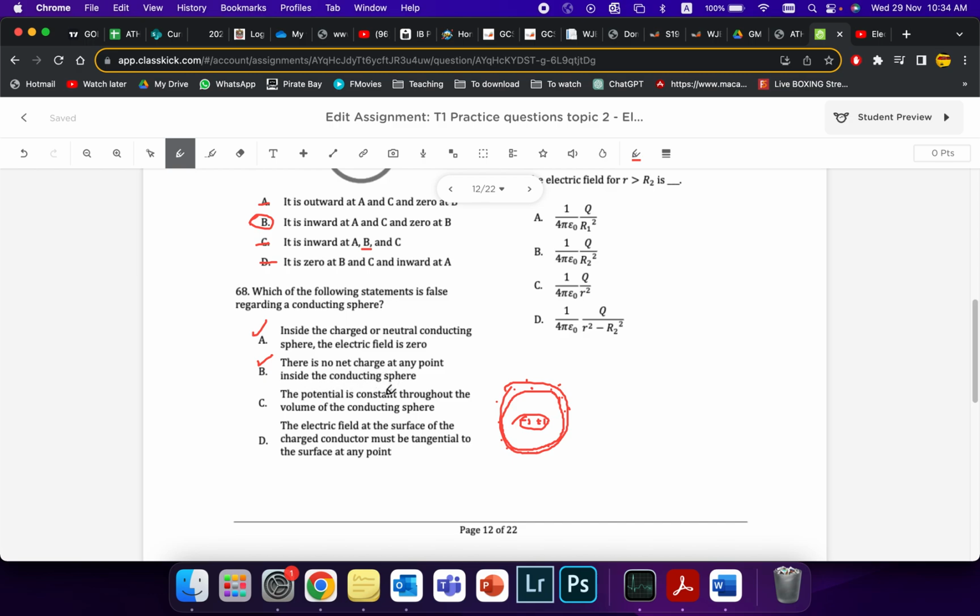The potential, the V, is constant throughout the volume, so it's equipotential, which is true, because the potential is the same everywhere. The electric field at the surface must be tangential to the surface. Tangent means like if you have a circle, the tangent kind of goes off in a line like that. That is a tangent. That's wrong. It goes out. It's perpendicular. It is not tangential. This is the answer.